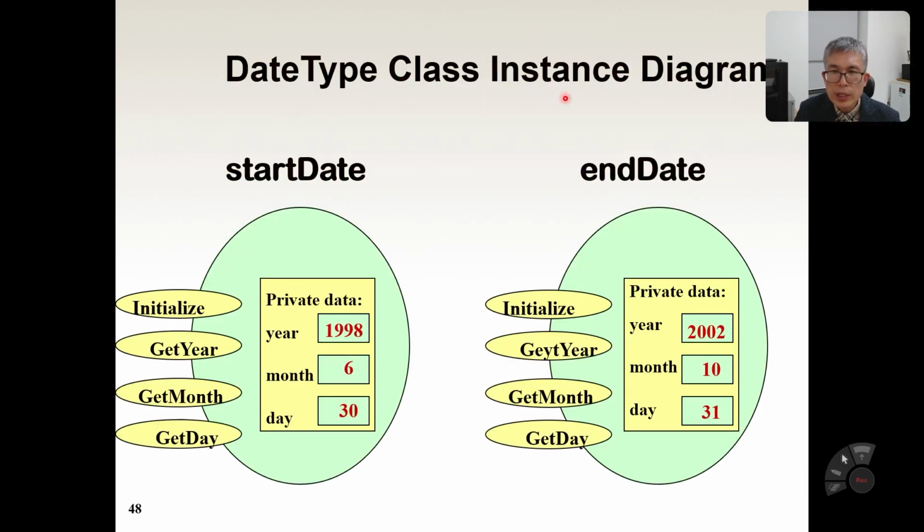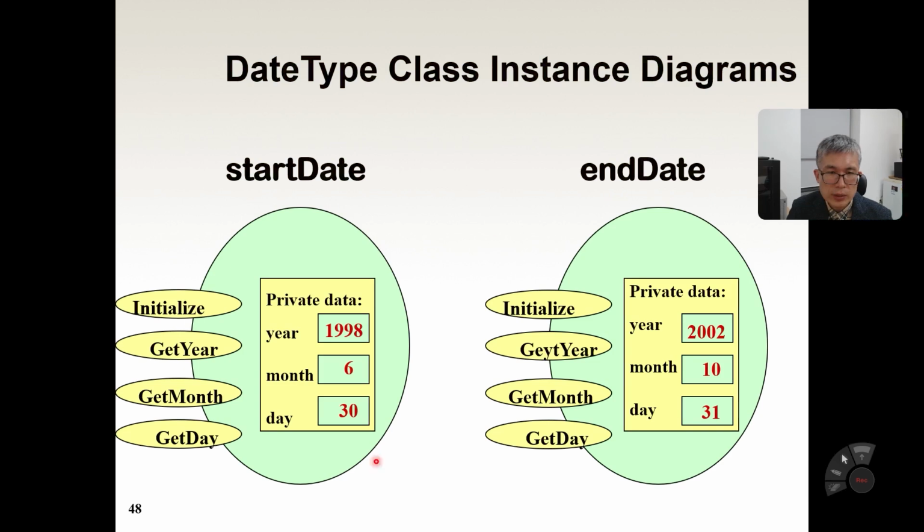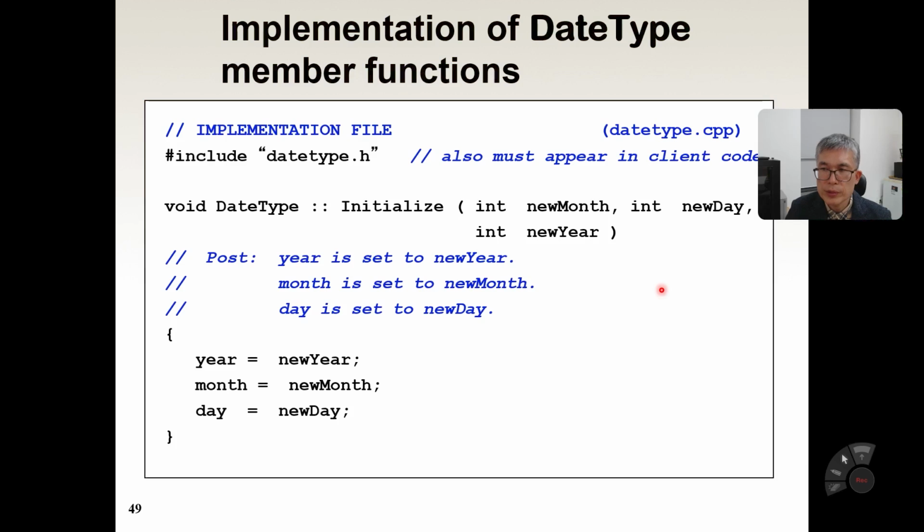So the data type class instance diagram, start date and end date. The member functions, called methods, are public and can be used outside of this class, and the private data cannot be accessed by other objects. The methods for start date and end date are the same, but the private data are different because the initialization parameters have different values.